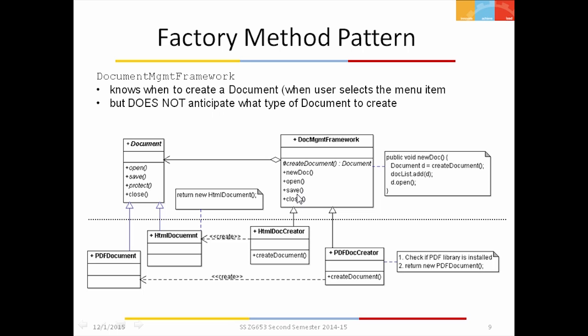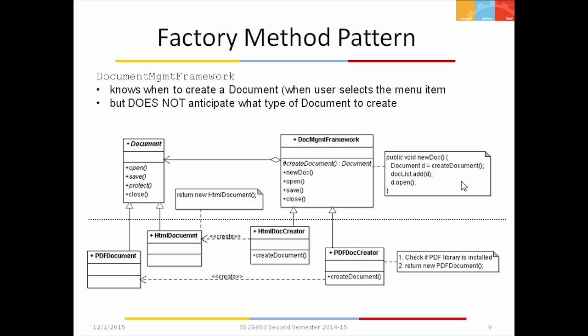So these methods are possibly implemented in this document management framework class. For example, in the new document method, you see what happens. So public void new document. Note that here I am using a Java style, a Java type programming. It's not necessary that it has to be Java. You can use C++ also. The pattern would remain the same.